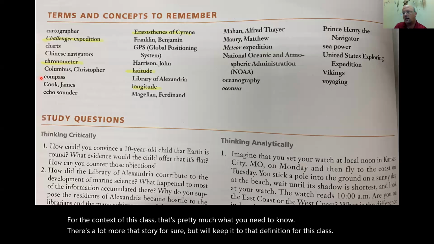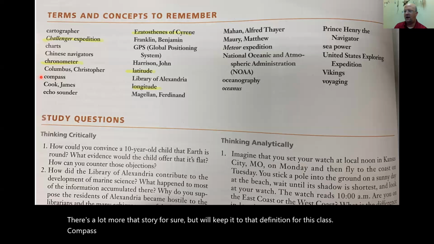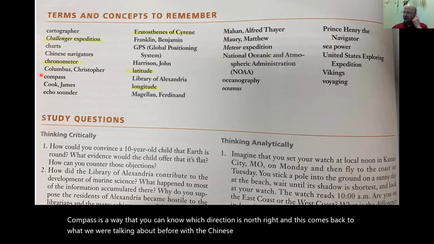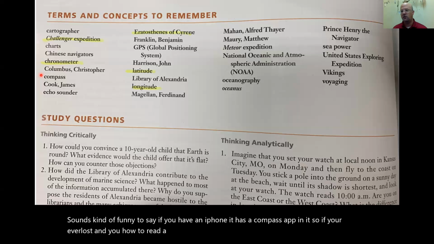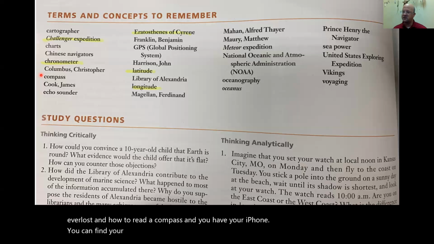Compass. A compass is a way that you can know which direction is north, right? And this comes back to what we were talking about before with the Chinese navigators. And if you have an iPhone, it sounds kind of funny to say, it has a compass app in it. So if you're ever lost and you know how to read a compass and you have your iPhone, you can find your way home. So compasses are very handy, and they use the magnetic fields of the Earth.